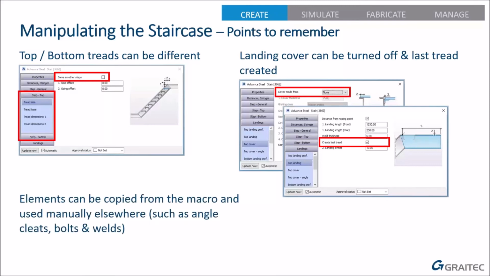And you can copy elements from within the macro to elsewhere, such as the support brackets for the landing. You can copy that around, you can extend it, you can manipulate it once it's copied. And that saves having to create all those objects from scratch. Saves a lot of time.